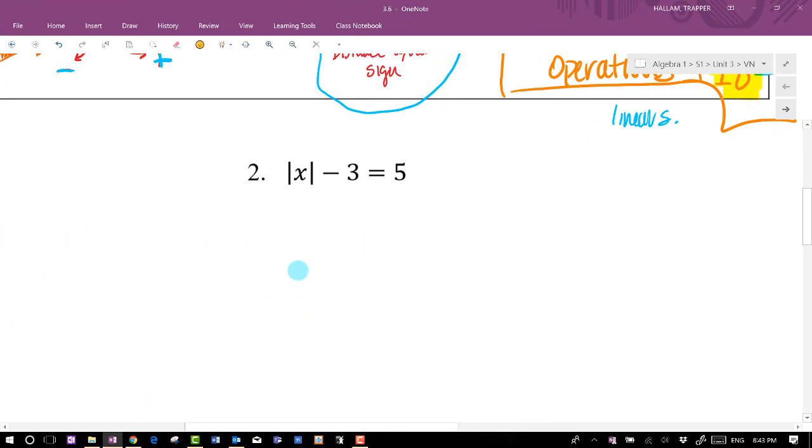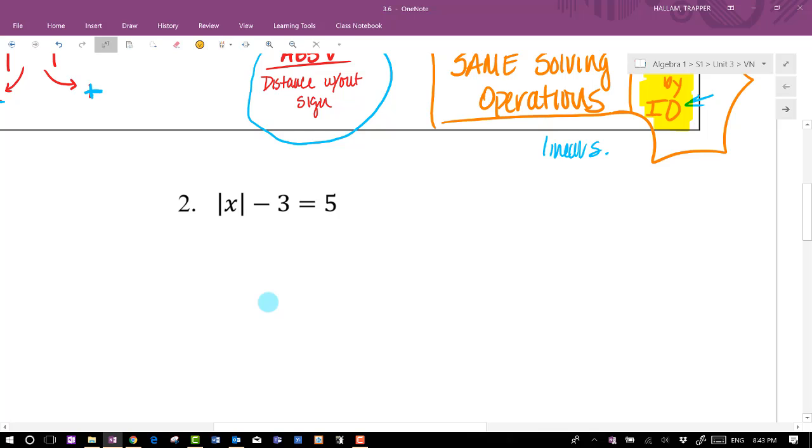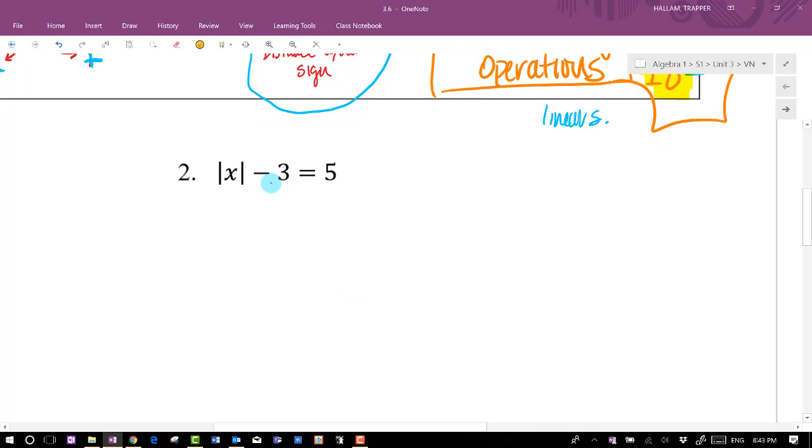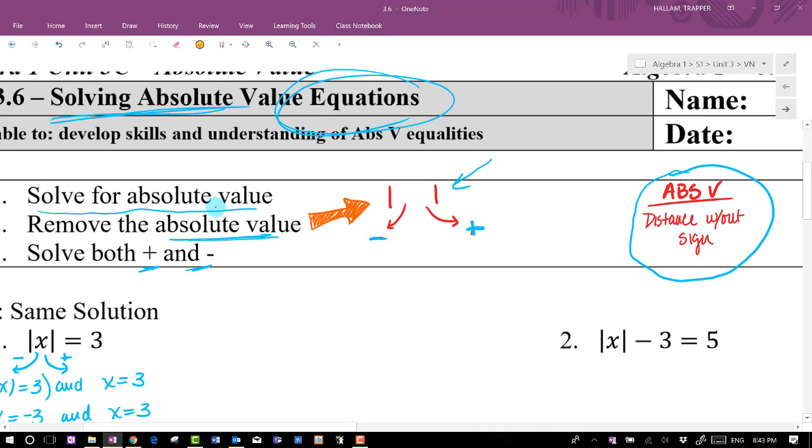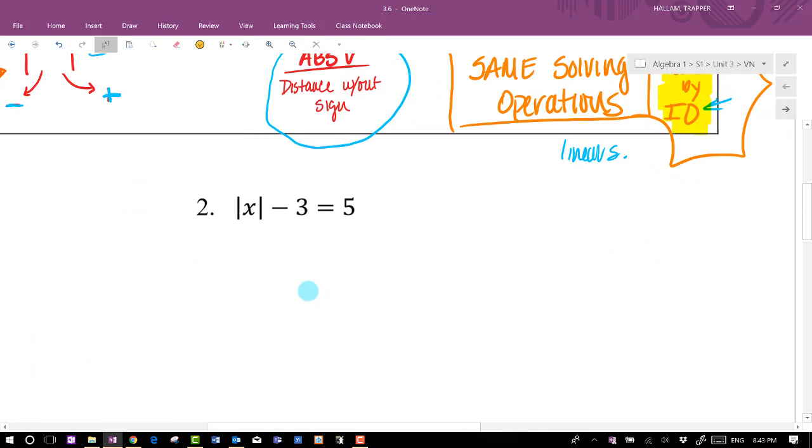Let's see another example. All right, looking at this example, you'll notice that we've got a new contender here. We've got a negative 3. So if you recall from our notes, solve for the absolute value first, then remove stuff. You can't remove until everything's gone from the absolute value. It's almost like isolating the absolute value first is one of your main goals. So let's go ahead and move this 3 away, and I'm left with the absolute value of x equals 8.